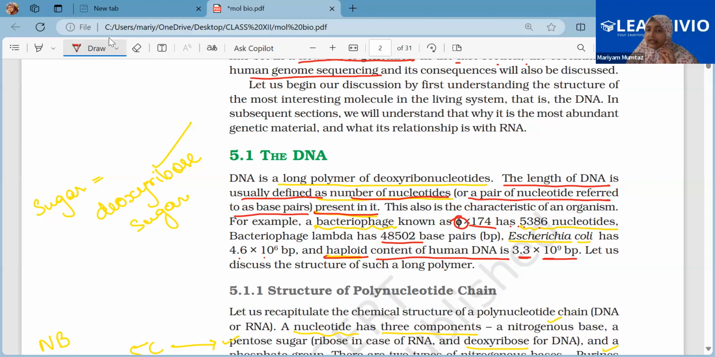Now, this length or the content for haploid human DNA, it is for all of them, not just one, for every single human. It does not have any exception to it.